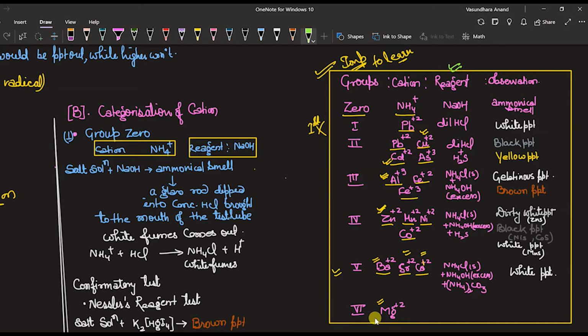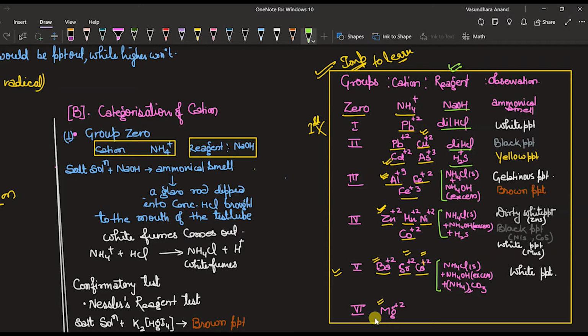So ये reagent आपको याद रखना जरूरी है. For group 0, the reagent is NaOH, and we can identify this. For group 1, dilute HCl is the reagent. For group 2, dilute HCl plus H2S. Group 3, NH4Cl plus NH4OH in excess. Group 4, solid NH4Cl, excess NH4OH, and H2S. Got it? Group 5, instead of H2S, we will add ammonium carbonate.